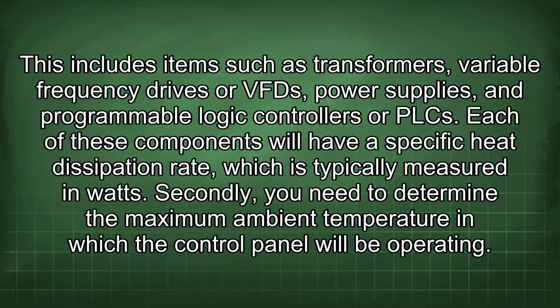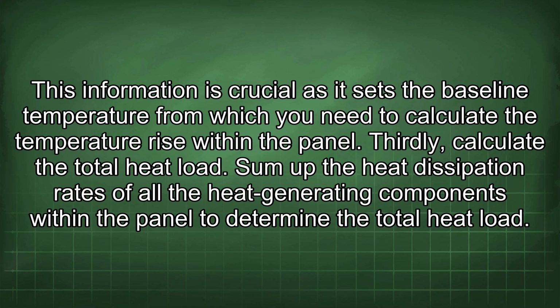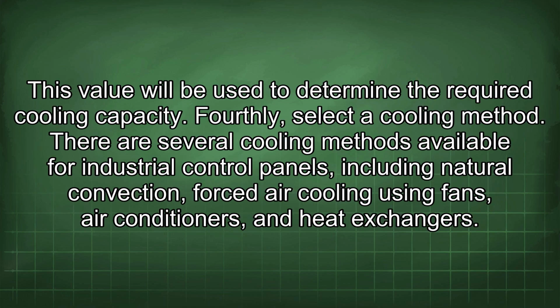Secondly, you need to determine the maximum ambient temperature in which the control panel will be operating. This information is crucial as it sets the baseline temperature from which you need to calculate the temperature rise within the panel. Thirdly, calculate the total heat load. Sum up the heat dissipation rates of all the heat-generating components within the panel to determine the total heat load. This value will be used to determine the required cooling capacity.